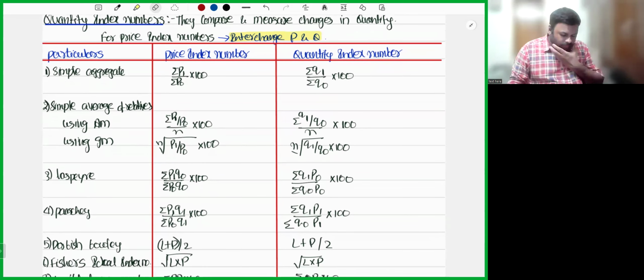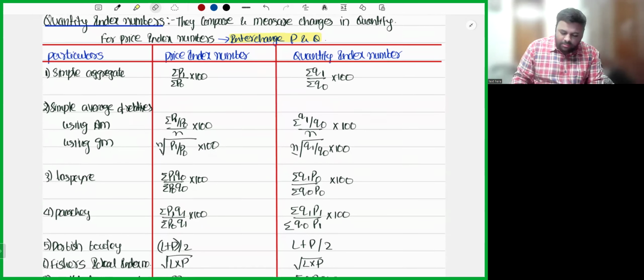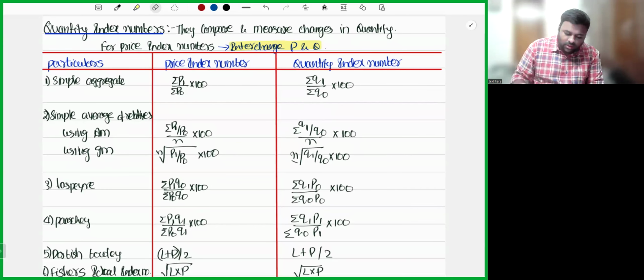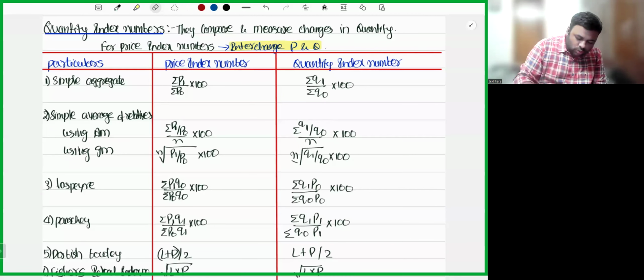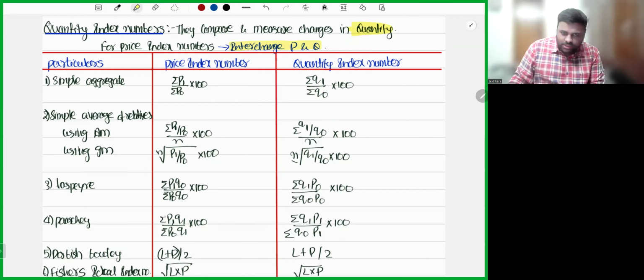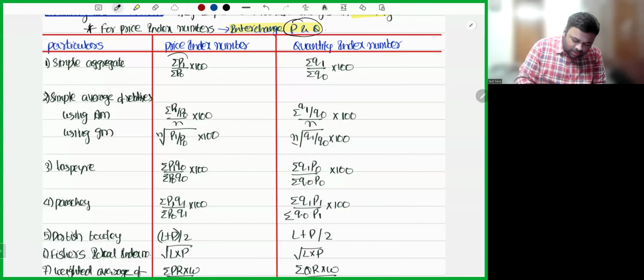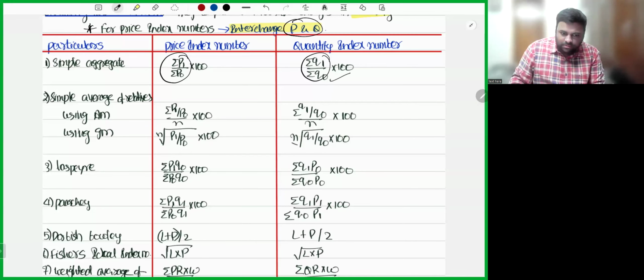Now, they compare and measure changes in quantity. If you compare and measure changes in quantity, you call it quantity index numbers. To compare and measure changes in prices, we call it price index numbers. So for price index numbers, if you interchange P and Q, you call it quantity index numbers. Like what is simple aggregate price index number? Summation of P1 by P0. Instead of P, you keep Q. You will get summation of Q1 by Q0. That is your simple aggregate quantity index number.